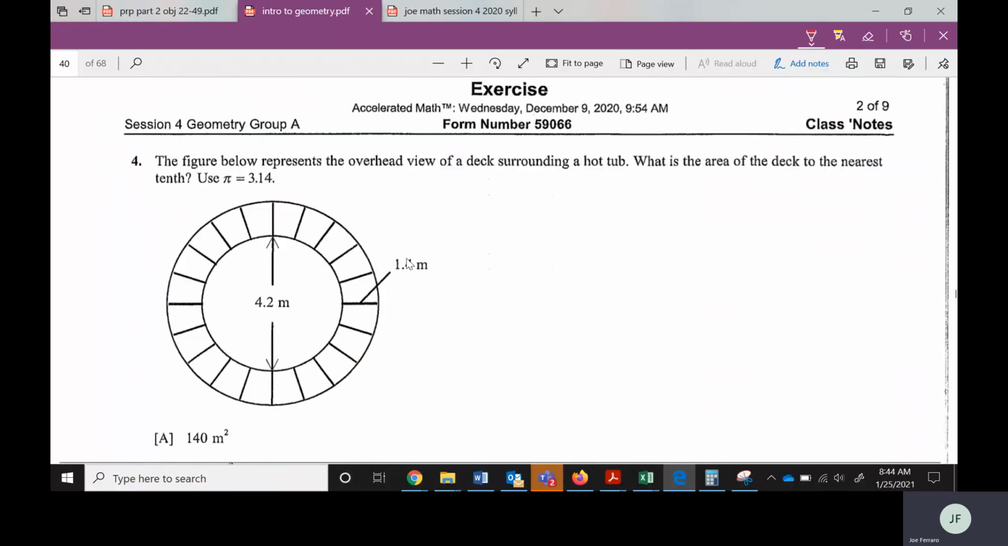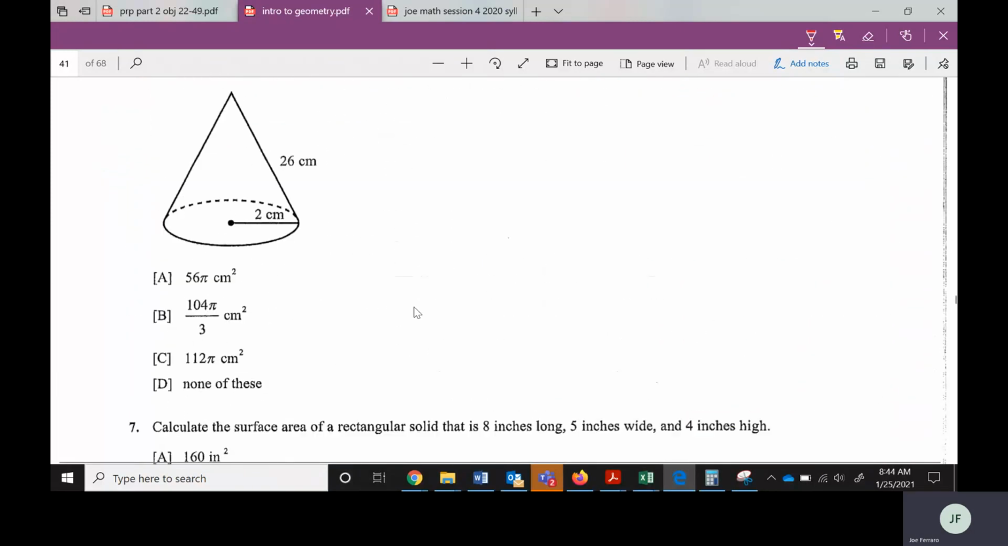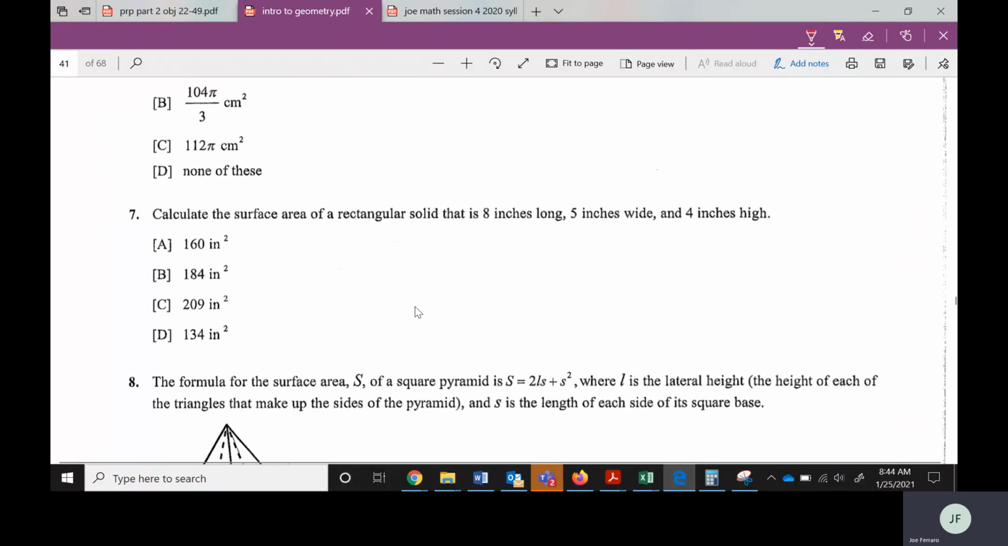Turn the page. I'm not going to do this next one for you, but this one's going to be very similar. So there's no picture here, so let's just figure out how we do this. Calculate the surface area of a rectangular solid that is 8 inches long, 5 inches wide, 4 inches high. So again, you don't have to draw a great shape. Okay, like that's not very good at all.